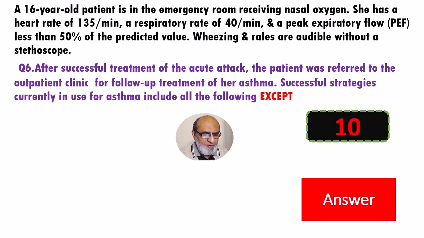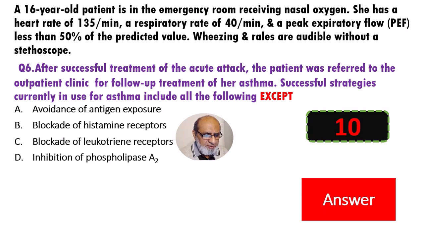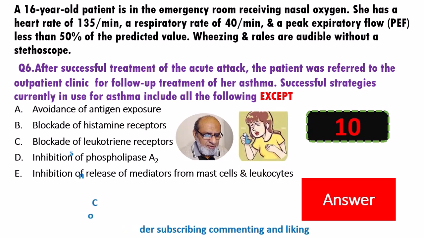Question 6. After successful treatment of the acute attack, the patient was referred to the outpatient clinic for follow-up treatment of her asthma. Successful strategies currently in use for asthma include all the following except: A. Avoidance of antigen exposure, B. Blockade of histamine receptors, C. Blockade of leukotriene receptors, D. Inhibition of phospholipase A2, E. Inhibition of release of mediators from mast cells and leukocytes.